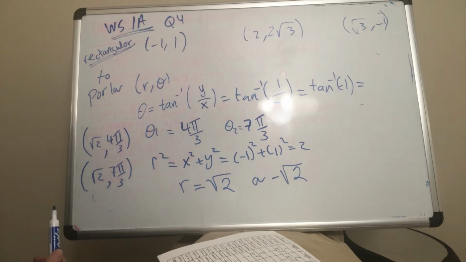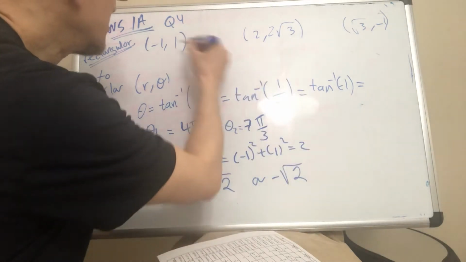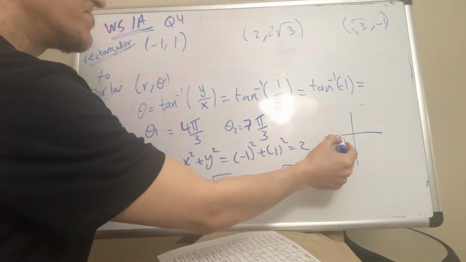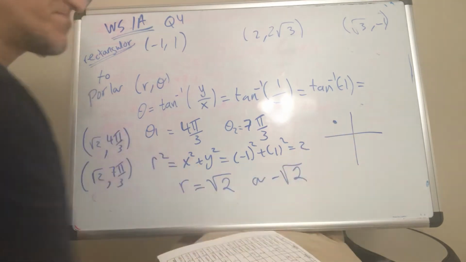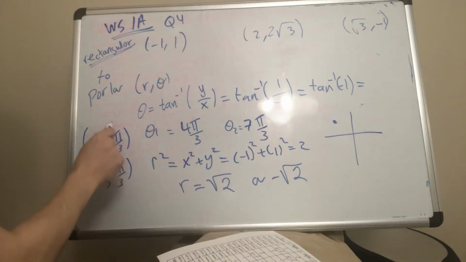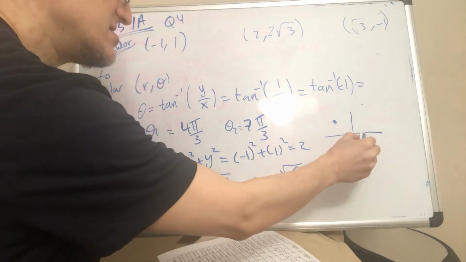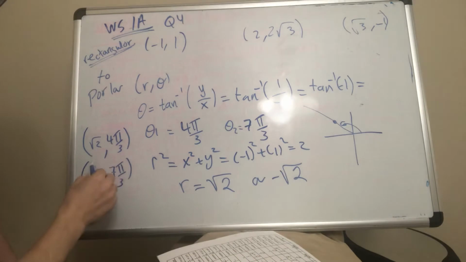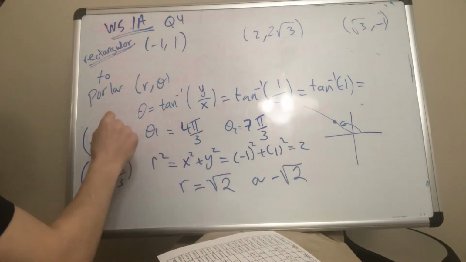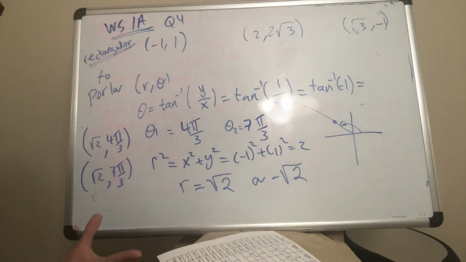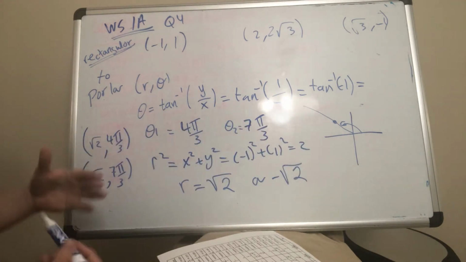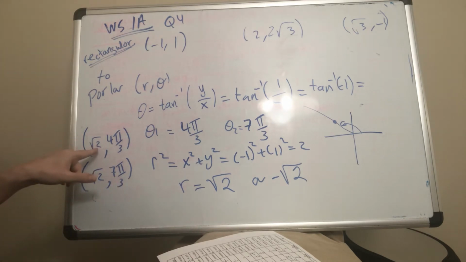Now to know which one is negative, you need to find the location of this point. Negative 1 is here. This angle is this one here. So this is the angle that goes with this point. This is what we call the correct angle. This is the angle that goes with this point. So the correct angle that goes with the point, we give it the positive root. This will have the negative root.